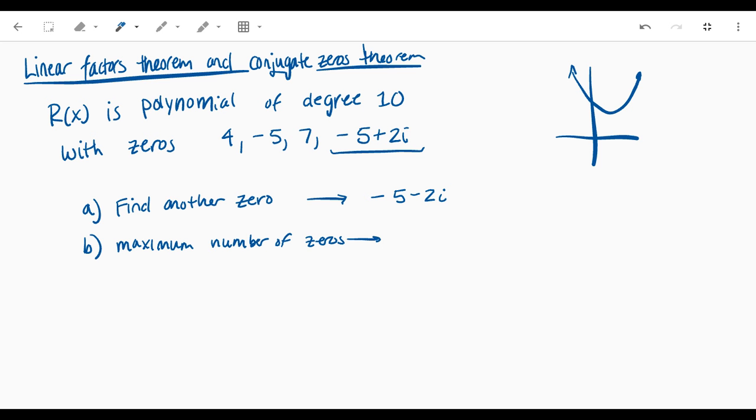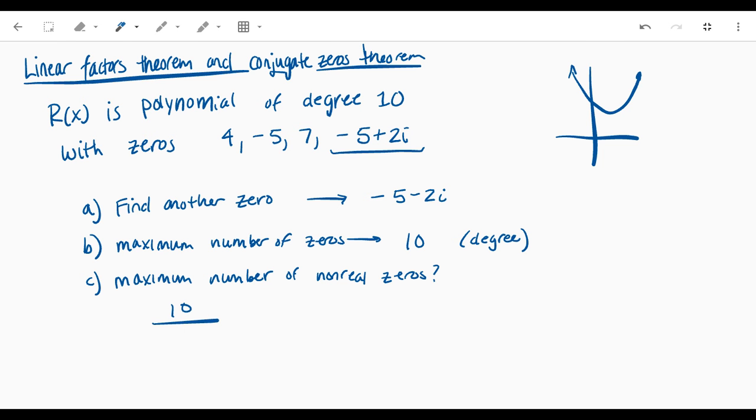Okay, so that's the degree is 10. Okay, and then for C, what's the maximum number of non-real zeros? Okay, well, remember the non-real zeros come in pairs. Okay, so, and we can have at most 10.